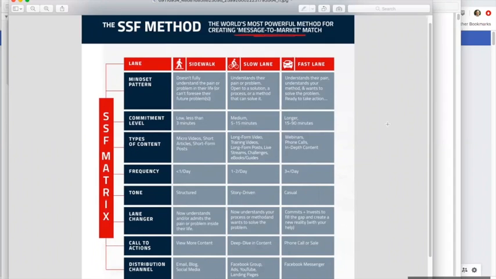What you just described, they're not in the fast lane. What you just described is a slow lane. Exactly. Okay. So now I've gotten the gap between slow and fast. That's what I wanted to establish. I still think we're missing the gap between sidewalk and slow. That's where I don't understand.